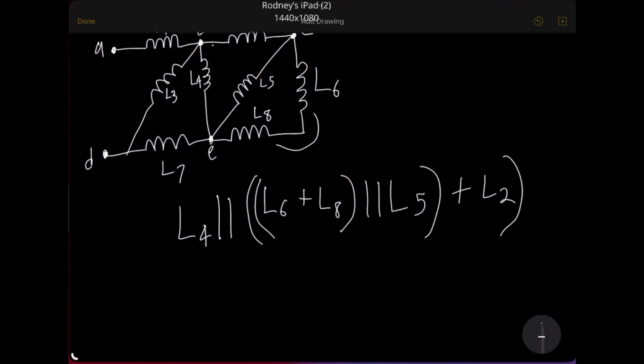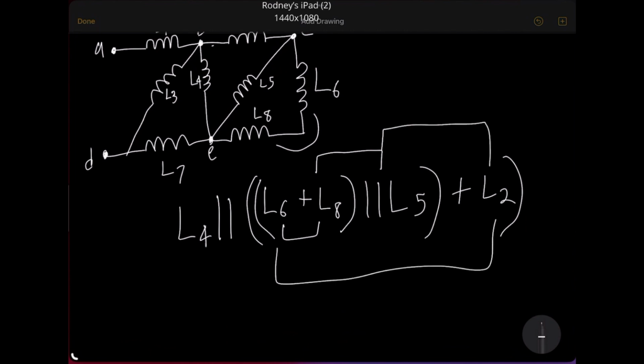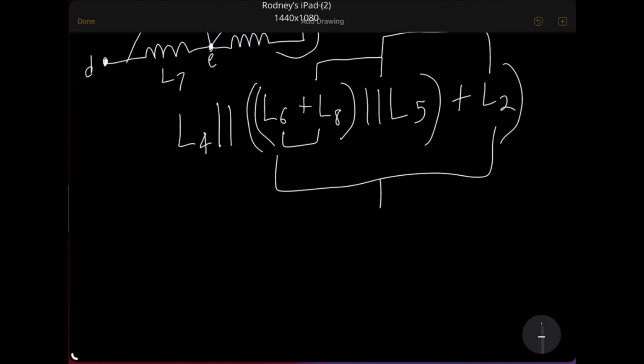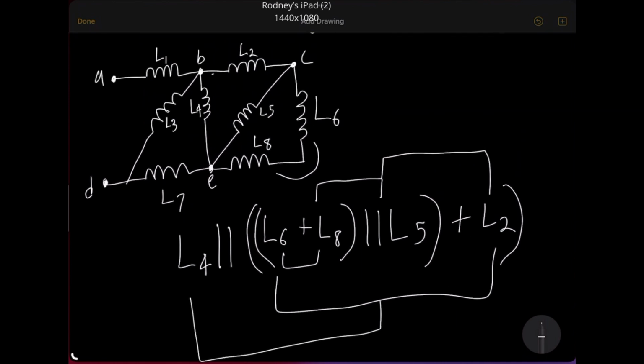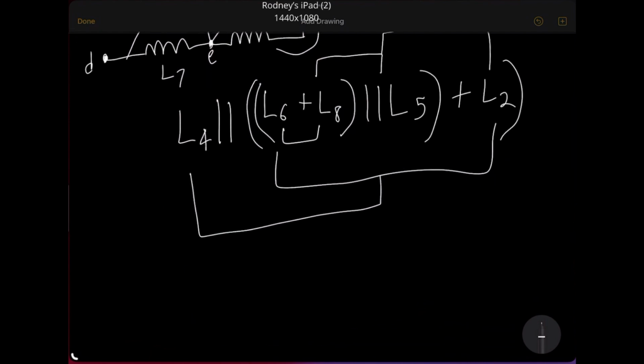Okay. And this is really just going to be your formula, right? You're going to combine these first. Whatever number you get there, you're going to then do the formula for resistors in parallel with this one, and for whatever number you get, you're going to add that number to L2. And then after you get this final result, you're going to do that number in parallel with L4. And that's going to be the equivalent from points B to E, which is the first question on the homework.